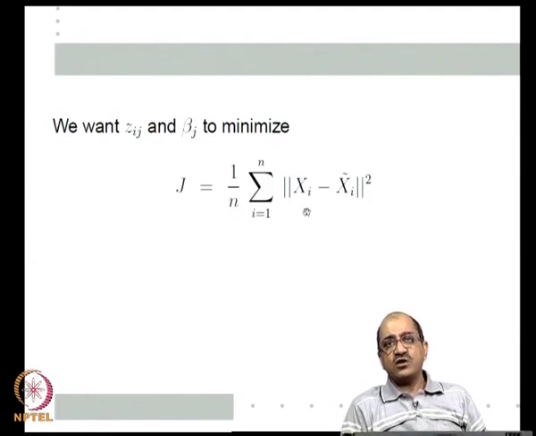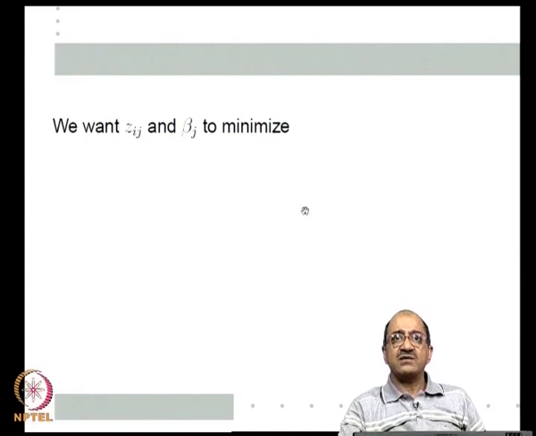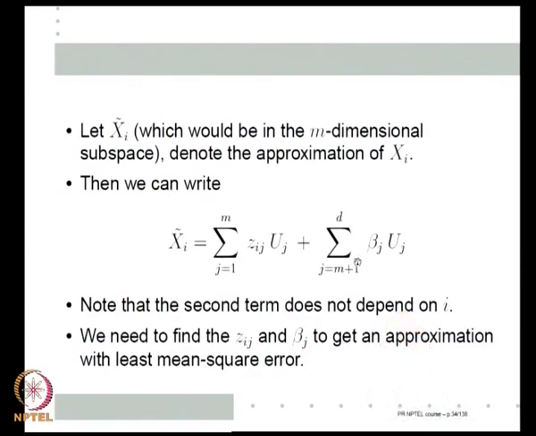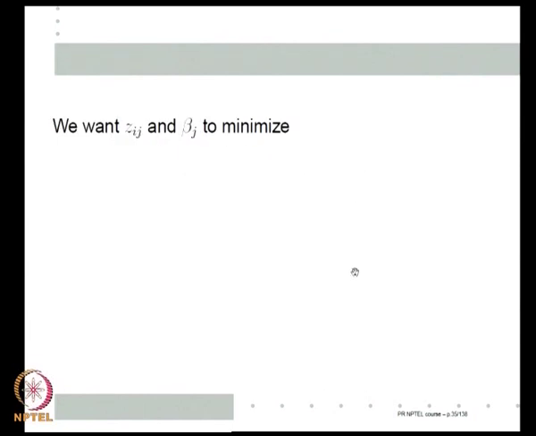I want xi to be close to xi tilde. Xi tilde is my low dimensional approximation. So, my error is the norm of xi minus xi tilde squared, summed over i equal to 1 to n, divided by n. This is the mean square error. This is the square of the error, I add and divide by 1 by n to get the mean. So, mean square error is what I want to minimize.